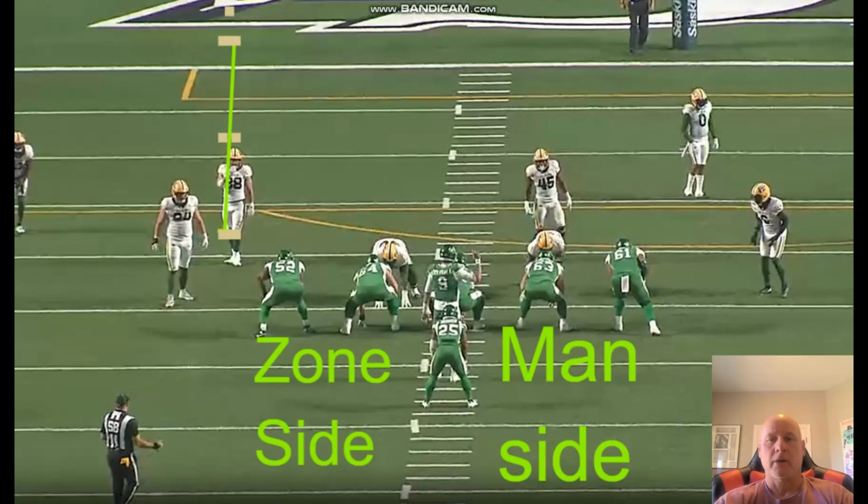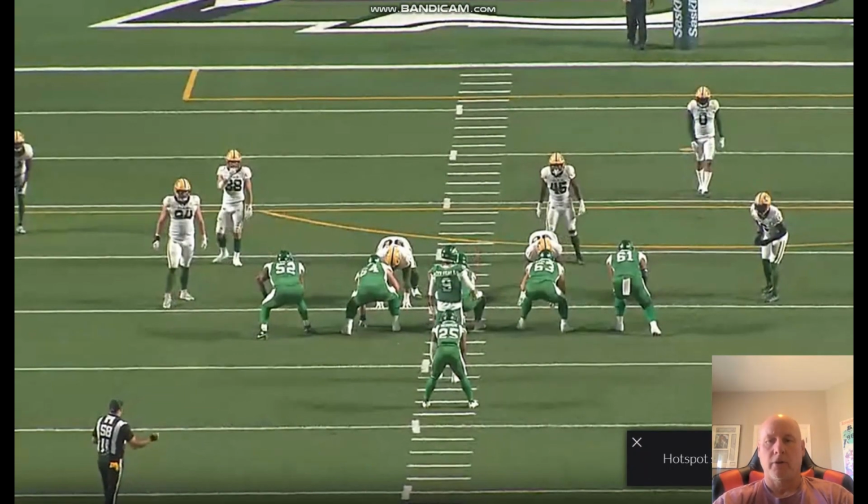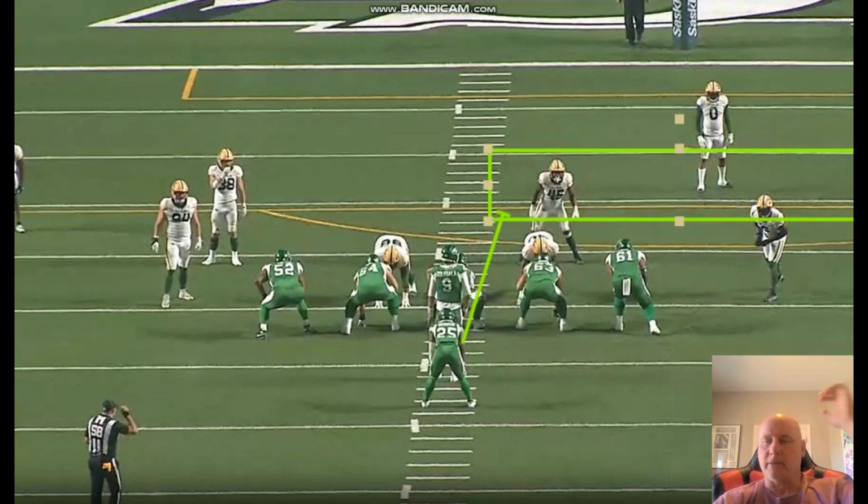Football League. So what you have to understand is there's a zone side to the protection and a man side. And we'll go over what that means and the strengths and weaknesses on each side of the field here. All right, I've highlighted the man side. The man side is where the back goes. So this back has the linebacker, any cast of characters, Sam linebacker, free safety, anybody who comes over on this side of the protection. That is handled by the back.